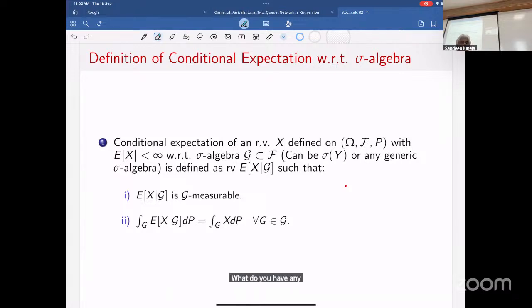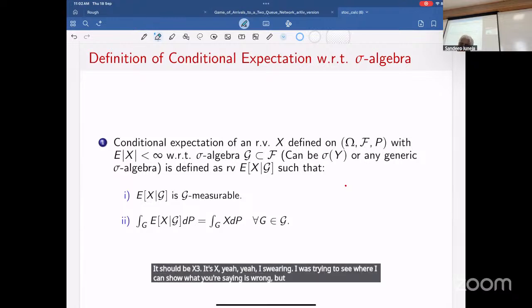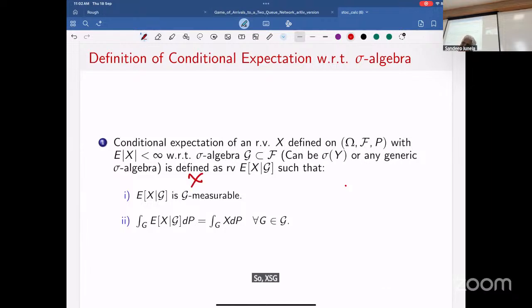If you wanted to integrate like X, it should be X. I was trying to see where I can show what you're saying is wrong, but it'll be X, because then X will be G measurable. It has to satisfy these two conditions. X is G measurable, and X integrates like X on the sets of G. So X will certainly satisfy these conditions. If I know all the information, by knowing G, I know X because X is G measurable. So my best guess of X given G is just X itself.